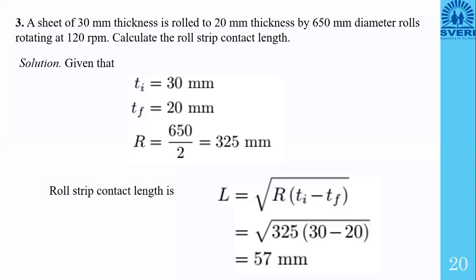L is equal to root of R into Ti minus Tf. So 57 mm. What is meant by 57 mm? For that 57 mm, the contact is there. Whatever contact arc is there, that will be for 57 mm length. So these are very simple examples. Just by using one formula, or one or two formulas maximally, you can easily solve it.